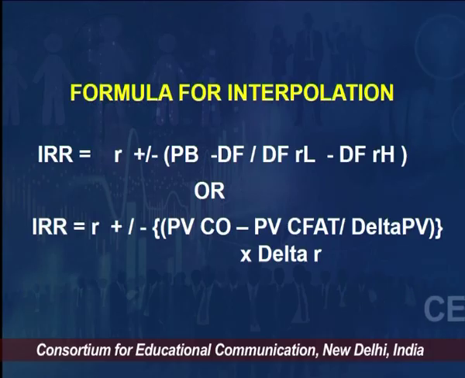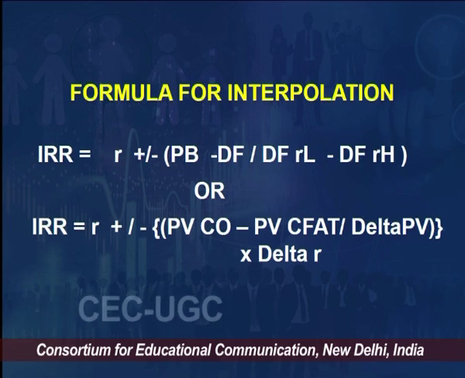The second formula is very similar: R plus or minus sign, either plus or minus to be used, and then the present value of cash outflows minus the present value of cash inflows after tax, and the total is divided by the difference of present values of the lower and higher R. So, delta P, and then the whole is multiplied by delta R, the difference between the two R's.